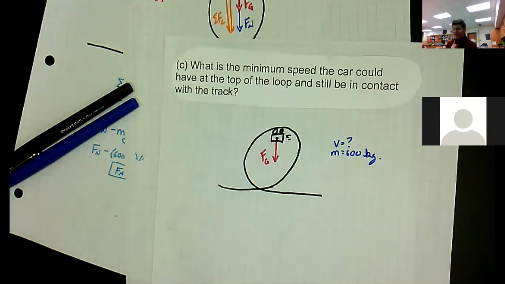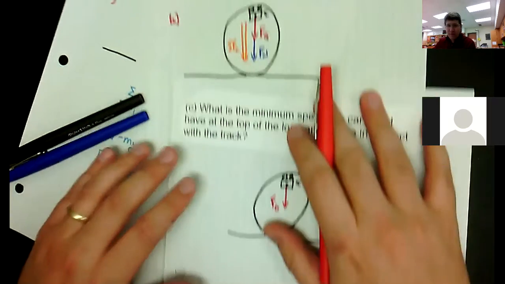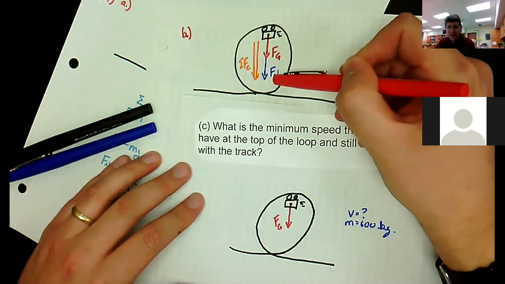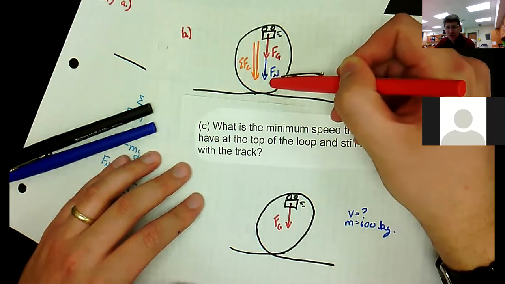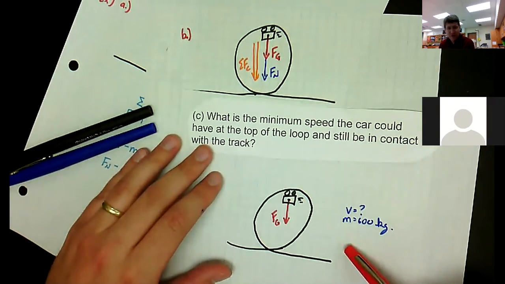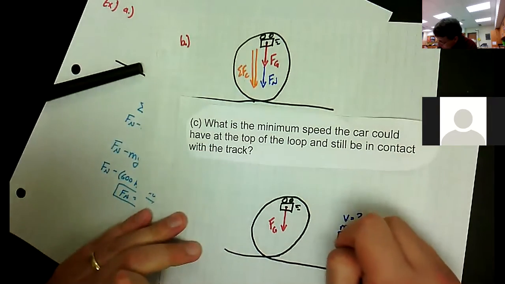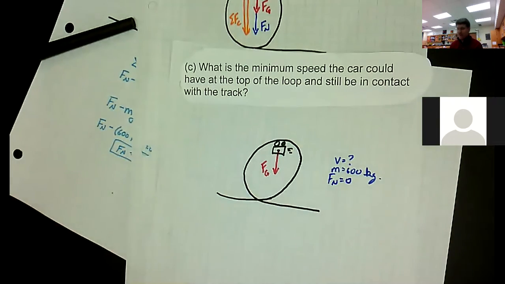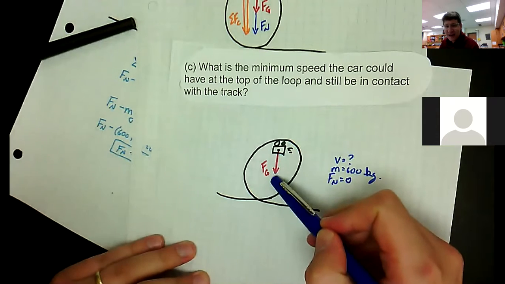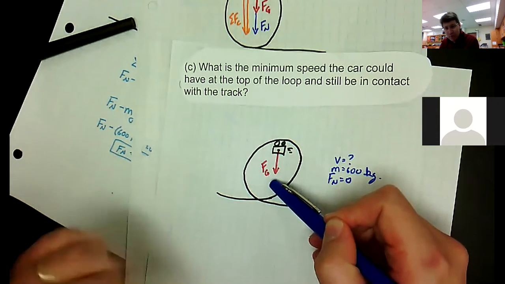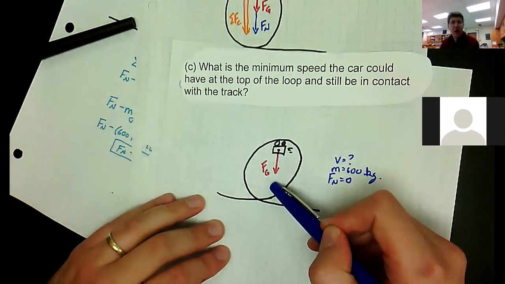As I get slower and slower, I need less centripetal force. Less centripetal force means that my normal force can shrink and shrink until it gets to 0 at the minimum velocity. So in this case, we're going to say that the normal force is 0. If I go any slower than this, I'm going to have more gravity than I need, so more things pulling me towards the center than I have forward motion. And so what am I going to do? I'm just going to fall off.